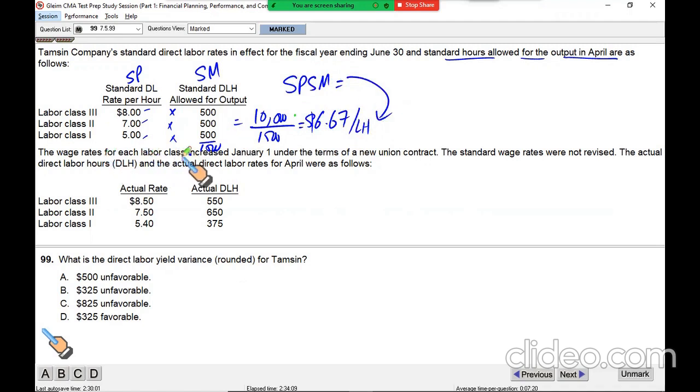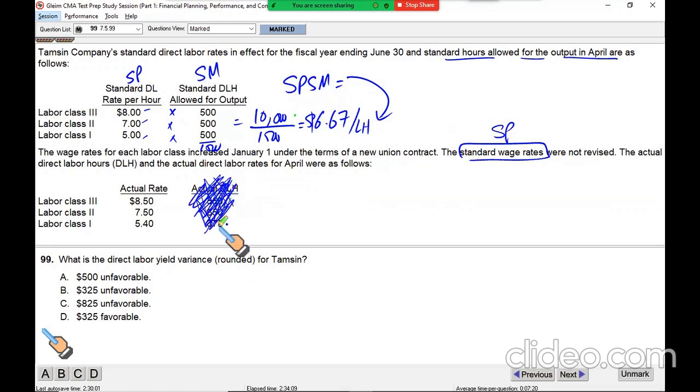The wage rate for each labor class is increased in January under the terms of the new union contract. The standard wage rates were not revised. The actual direct labor hours and the actual direct labor rates are given. Since the standard rates are the same and we are only interested in standard price, because of SPSM and SPAM, there is no involvement of actual price. I told you, we don't take actual price in our mix and yield variance.